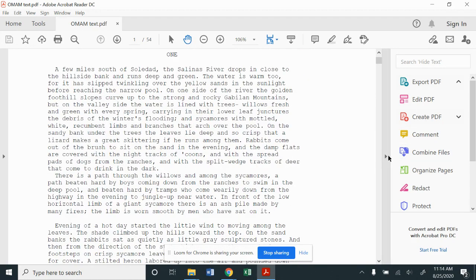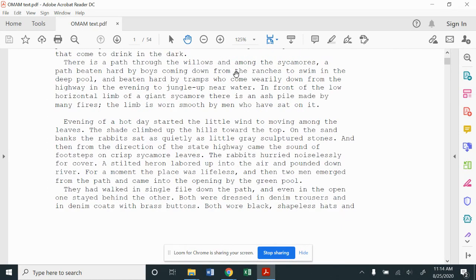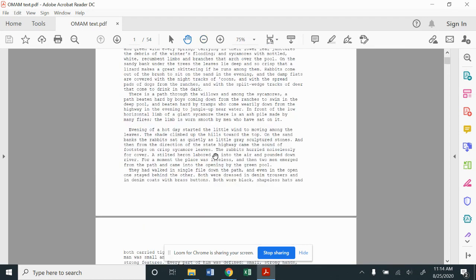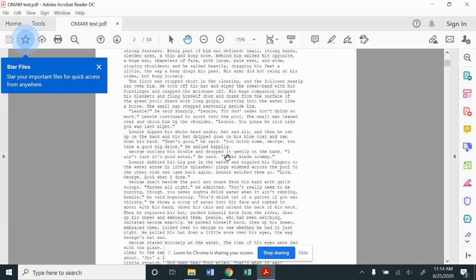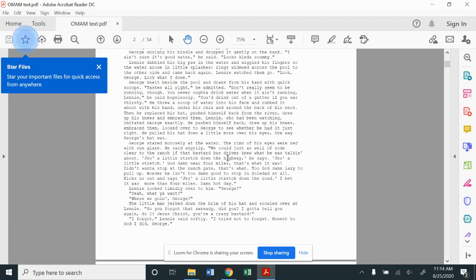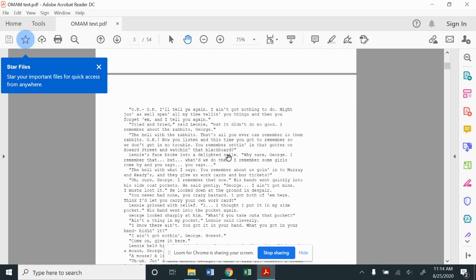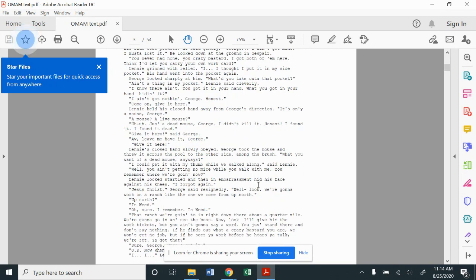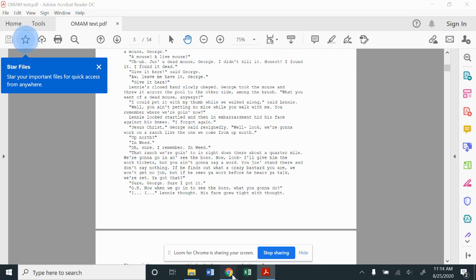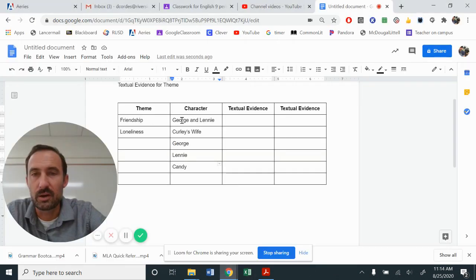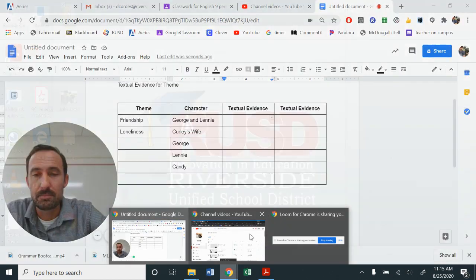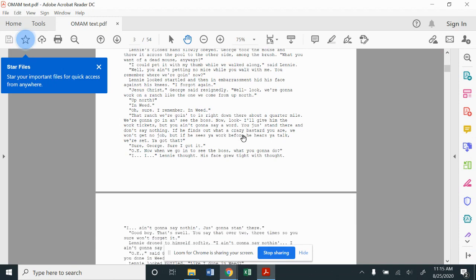Okay. So I'm going to go through here and I'm going to find some sort of piece of textual evidence that's going to help us talk about George and Lenny and friendship. So if George and Lenny is what I'm going to talk about for friendship, I need to find a piece of textual evidence to support that.